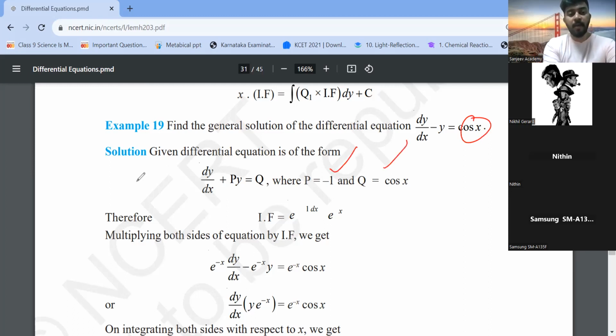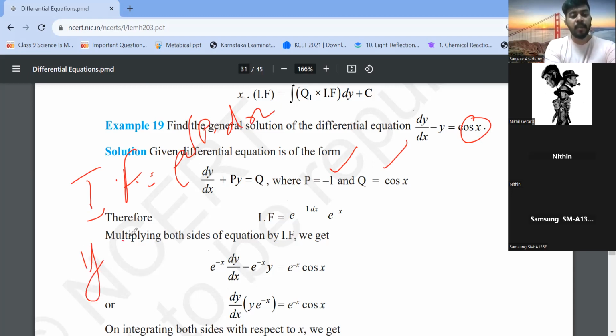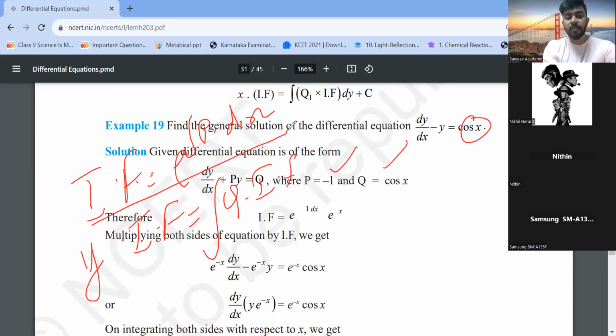And what is my integrating factor formula? IF is equal to e power integral p dot dx, because I need this for my third step. Third step is what? Y dot integrating factor is equal to integral of q dot integrating factor. So for that reason, I'm finding my integrating factor. IF is e power integral of p dot dx. My p here is minus 1, so I'll be getting e power minus x, because integral of 1 dot dx is x. Integral dx is equal to x, so minus 1 is minus x. E power minus x, I got it. So up to this, I think you're clear.